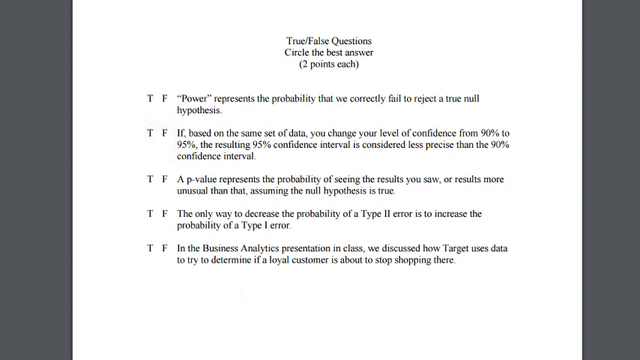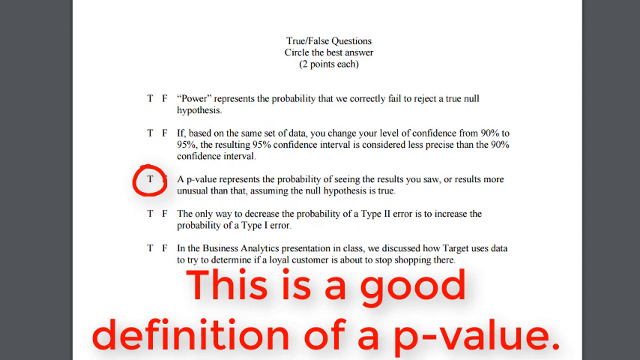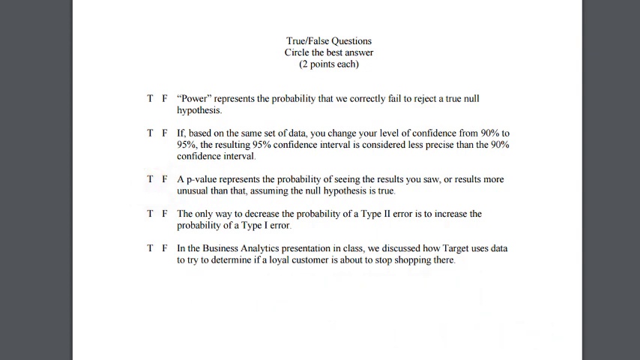A p-value represents the probability of seeing the results you saw, or results more unusual than that, assuming the null hypothesis is true. And this is a good definition right here, because the p-value is the probability of our results, or results more extreme, happening by random chance variation, given that the null is true.